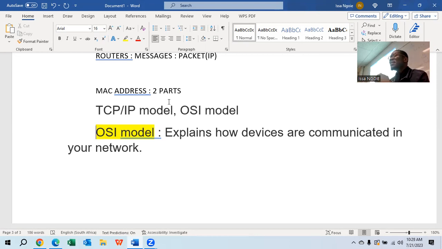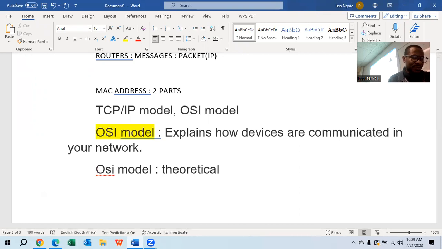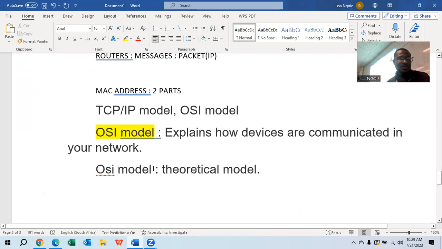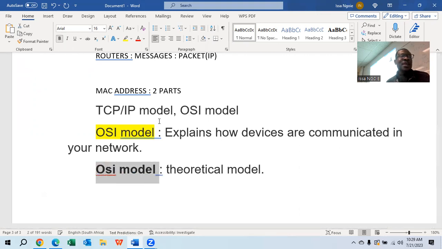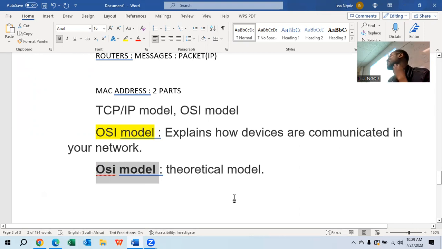But in that way, we can say the OSI model is a theoretical model. Theoretical. Don't mind my way of writing. The OSI model is a theoretical model.